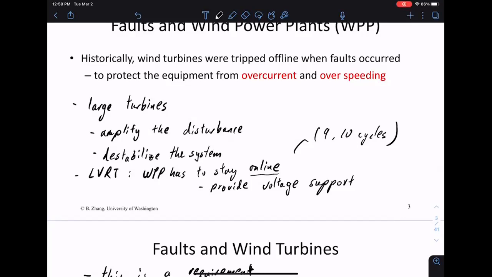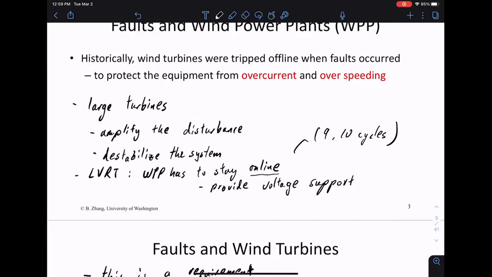So 10 cycles is 1/6 of a second, so this is about 150 milliseconds, right? That's a good number to have in mind. That's how long, if you run a turbine, you have to be able to survive the fault in the system, right? So where does that come from? Let's look at it in a little bit more detail.